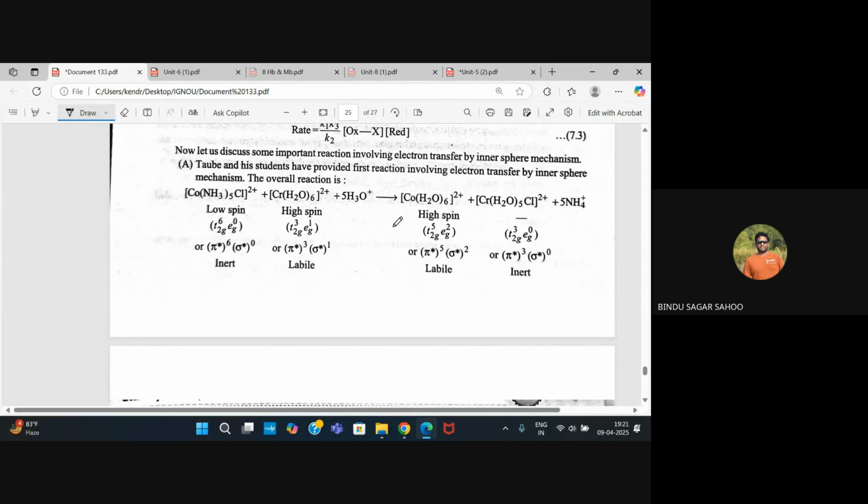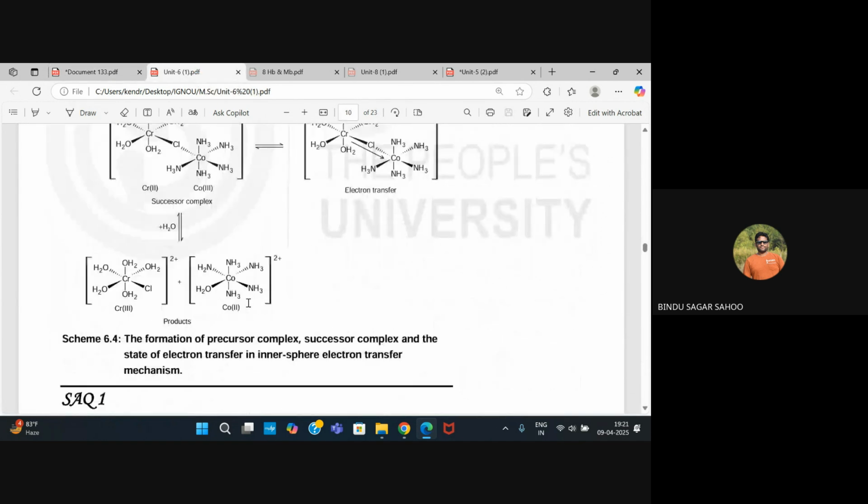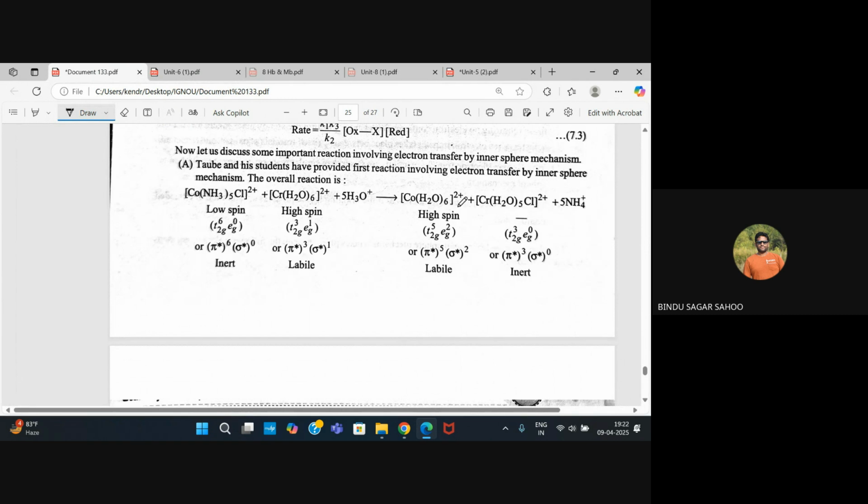In the final step, we are adding 5 water molecules. These 5 water molecules will replace the 5 ammonia, and form the complex cobalt water 6 2 plus. That's why there is addition of 5 water. Okay, you can check also. Initially, chromium 2 plus will form a labile complex. But when it is chromium plus 3, you can check here, this is an inert complex. It is forming an inert complex.